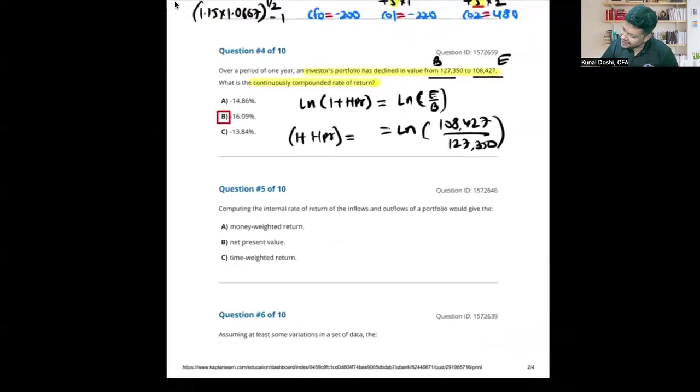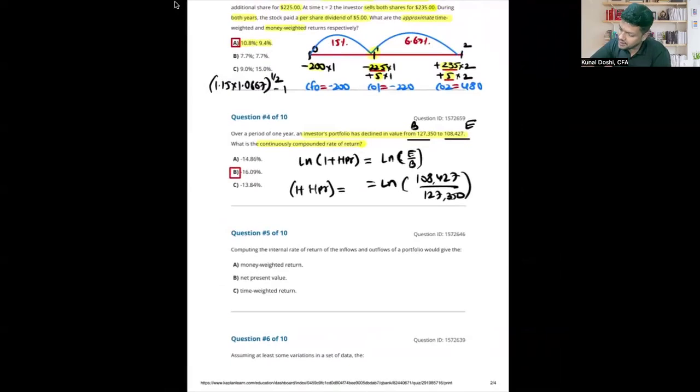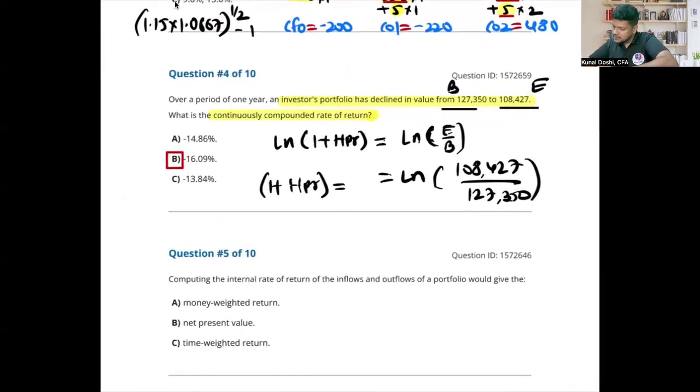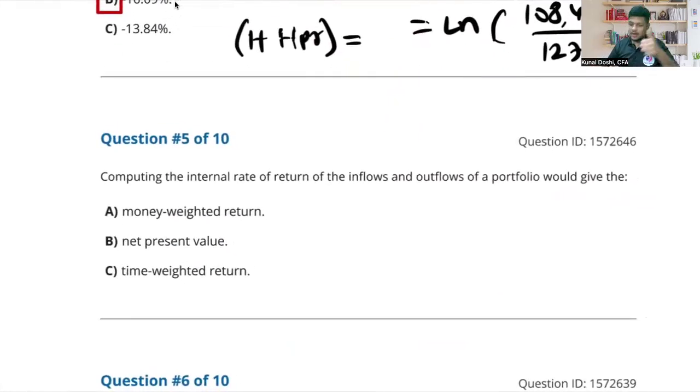Okay. Next one. Please zoom in. Yeah, sure. Now, perfect.